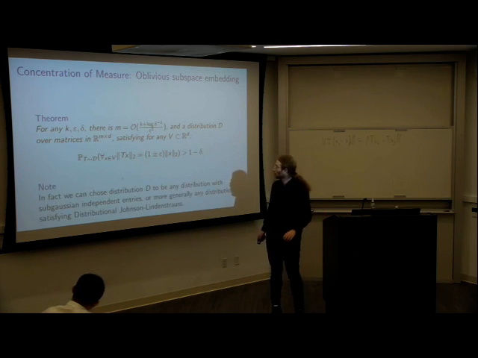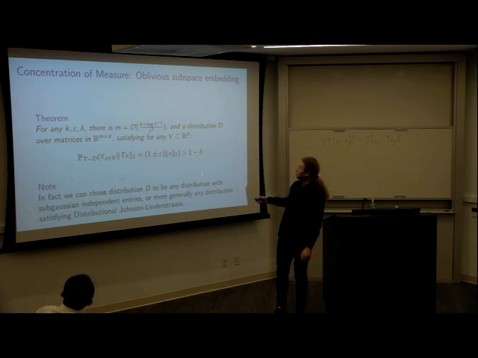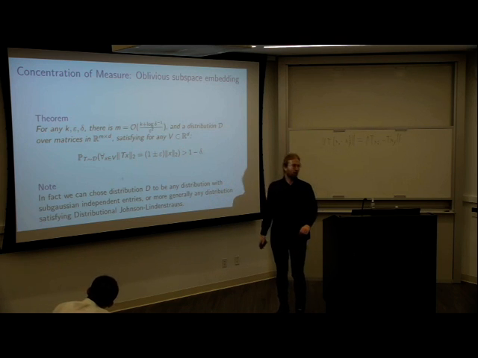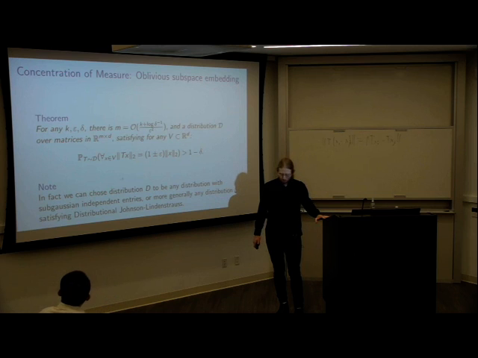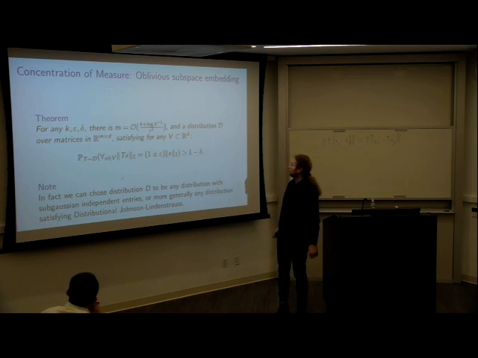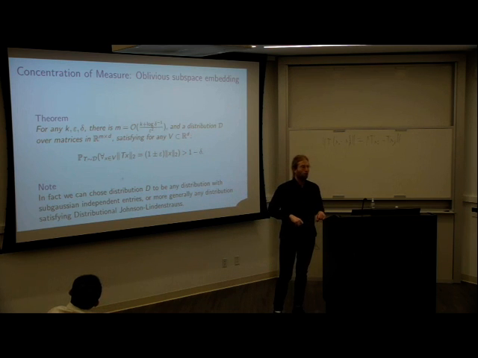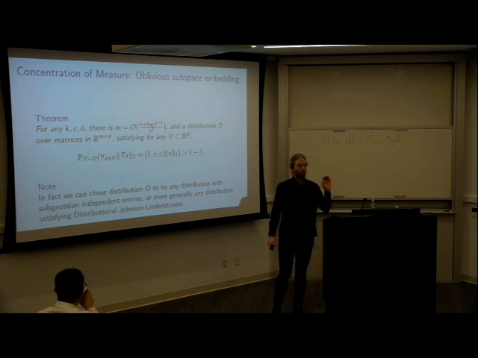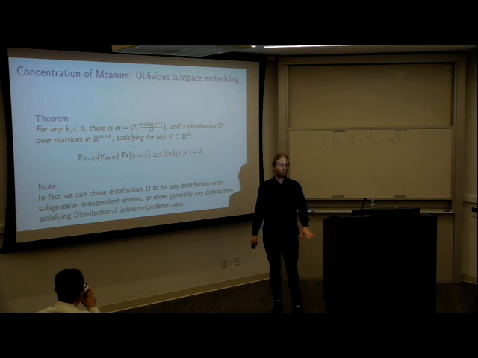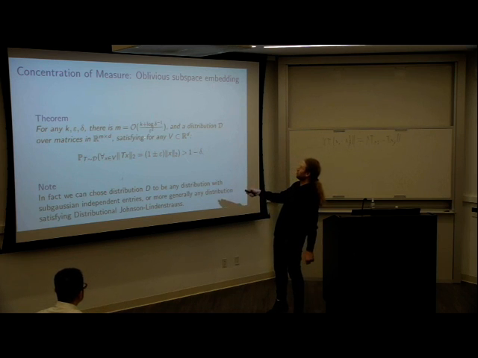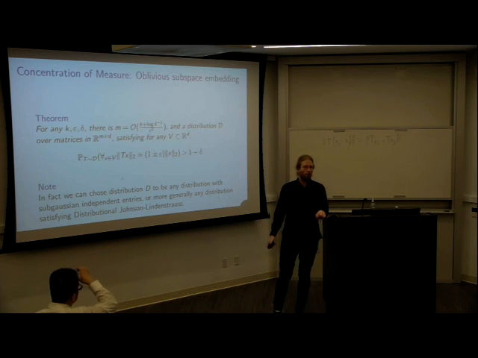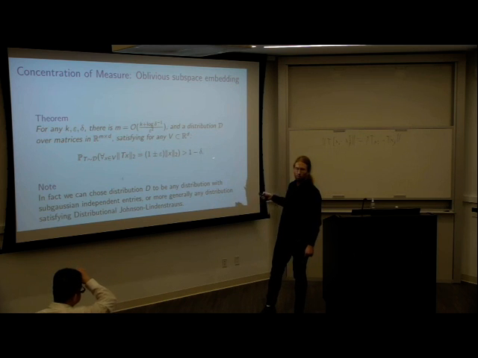So we will be proving this theorem. In fact, what we will show is that whenever I have a distribution of matrices that satisfies this original Johnson-Lindenstrauss, so it preserves the norm of a single vector with huge probability, then I can use the very same distribution, just adjust the target dimension accordingly, and get an oblivious subspace embedding.